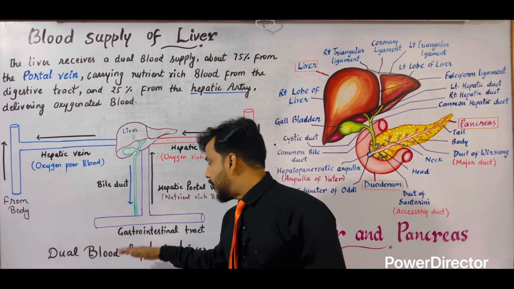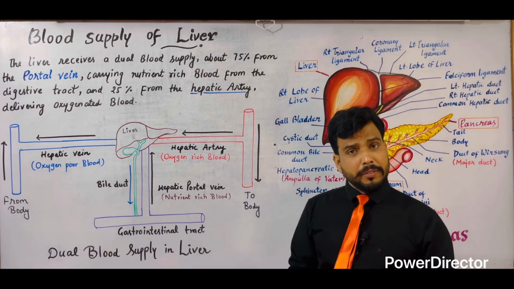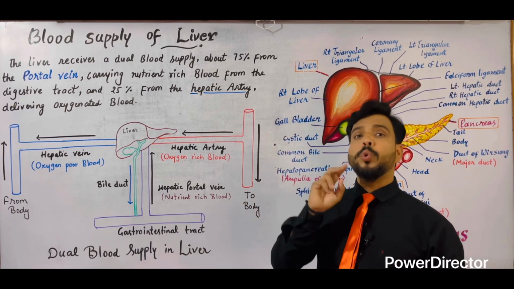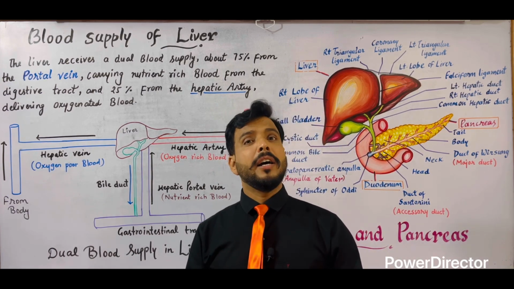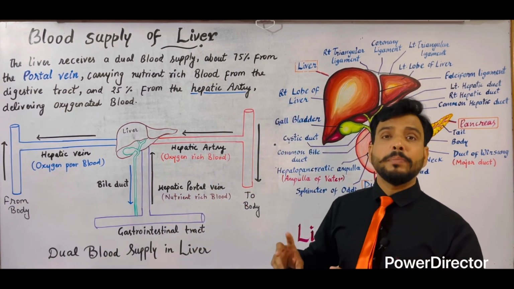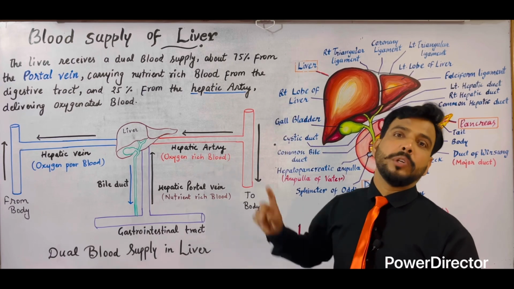So it is the dual blood supply in the liver. Our liver receives blood in two ways: the oxygenated blood from the hepatic artery, while the nutrient-rich blood from the digestive tract through the hepatic portal vein.